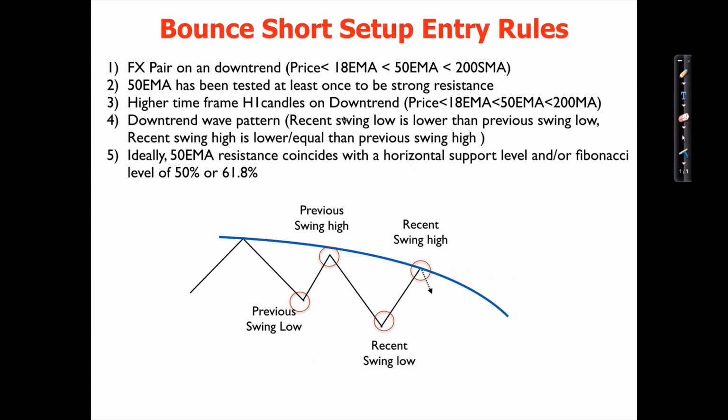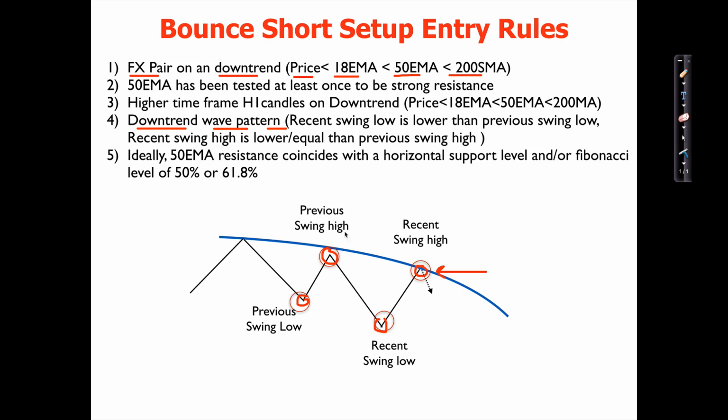All right, so now let's go for the bounce short setups. And again, right now I'm referring to trading on the M15, the 15-minute time frame. So for short is the opposite, right? We want a clear downtrend. So the Forex pair is on a downtrend, price below 18, 18 below 50, 50 below 200, right? And you want to see that downtrend wave pattern, which is essential, which means you want to see lower highs and lower lows. You got to see that sequence. So you are aiming to short here, to sell over there as it bounces off the 50.